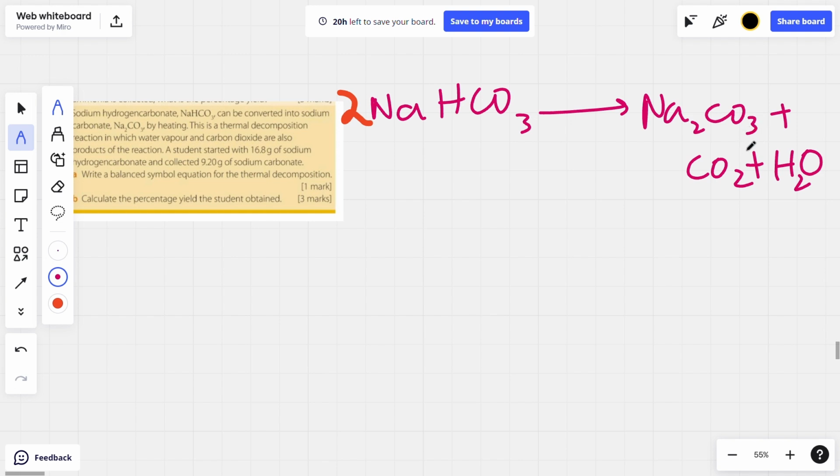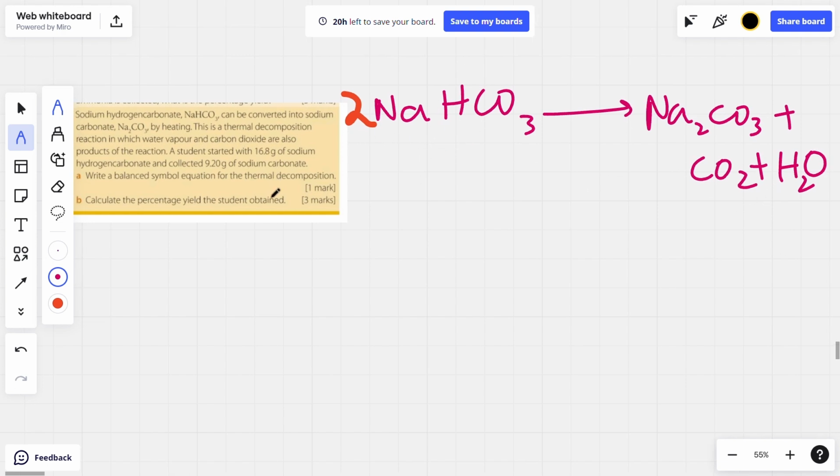And how many oxygen are there? 3, 4, 5 and 6. 6 oxygen are present on the product side. Yes, and 3 times 2 is 6, so 6 oxygen is also present on the reactant side. And now we'll look at hydrogen. 2 hydrogen is present on the product side and 2 hydrogen is present on the reactant side. So this is the balanced chemical equation.